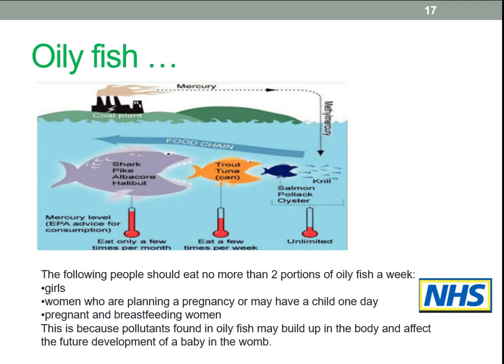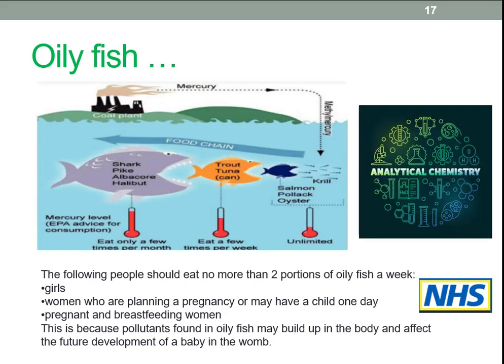However, the NHS recommends lower amounts for certain groups, including girls and women who are pregnant. This is because oily fish tend to have relatively high amounts of toxic metals, particularly mercury. A major source of pollution is from coal-fired power stations. Mercury in the form of methyl mercury is absorbed by krill and is then bioaccumulated up the food chain all the way up to us. We understand these serious issues in large part because of analytical chemistry. So a link there between analytical chemistry and nutrition.